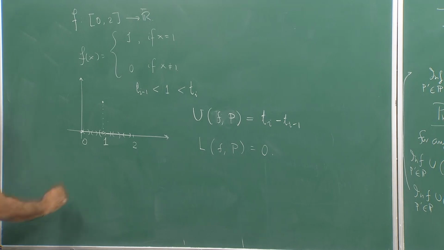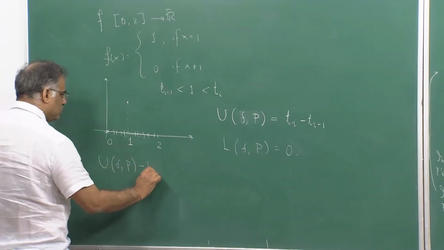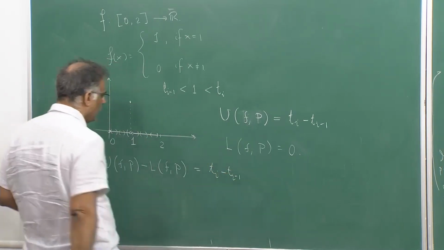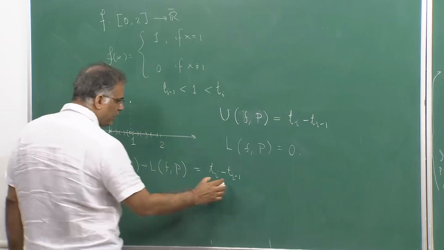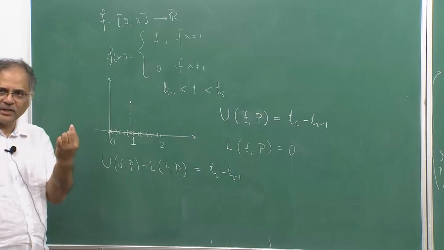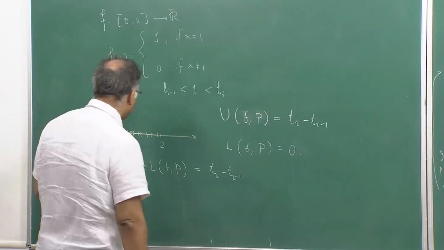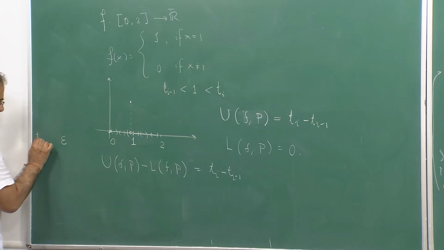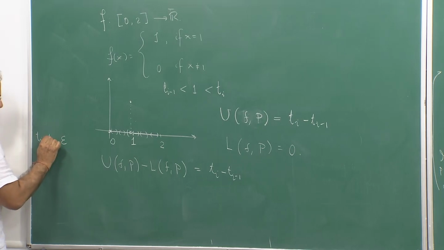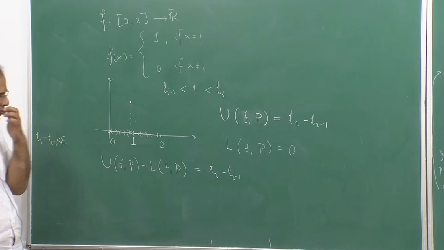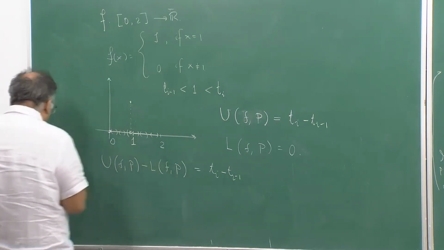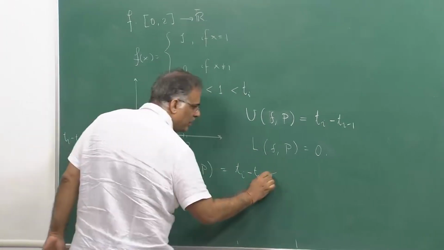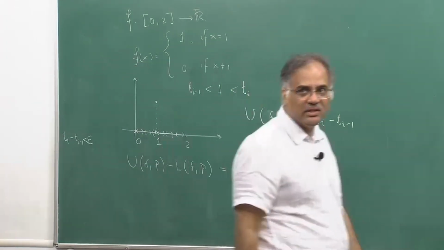Now, what is the difference between U(f,P) and L(f,P)? But I can make the partitions in such a way that I can make this t_i minus t_{i-1} as small as I like. So, given, suppose I choose an epsilon, I can always choose points t_i around the point 1 such that t_i minus t_{i-1} is strictly less than epsilon. It does not matter whatever epsilon I have, I can always construct a partition P in which the ith interval has length strictly less than epsilon, and that would contain the number 1, and so from that theorem I will immediately conclude that f is integrable.